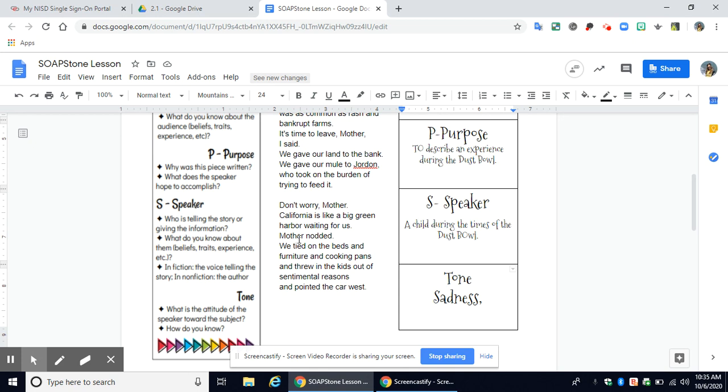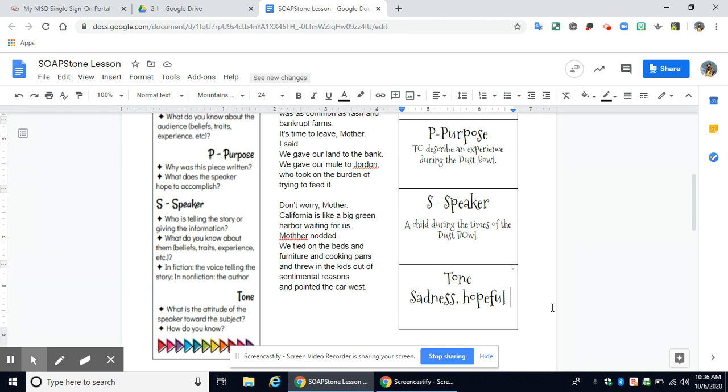Okay, so I'm also gonna add hopeful in the tone box. So I know again that it starts off sad and then it kind of changes throughout, and at the end it ends up hopeful because they're moving away from the Dust Bowl.